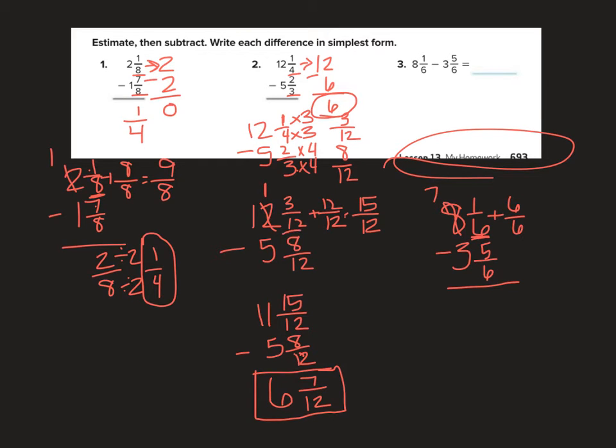Right, when my denominator was 12, I added 12/12. So my denominator was 8, I added 8/8. Okay, I'm just adding 1 and getting that common denominator. 6 plus 1 is 7/6.